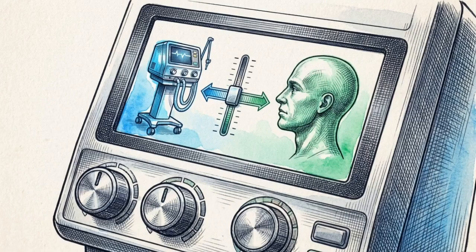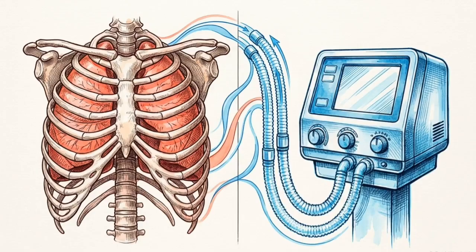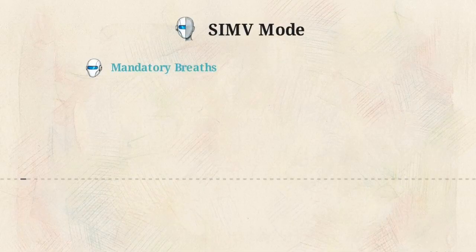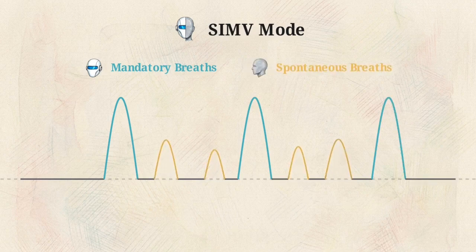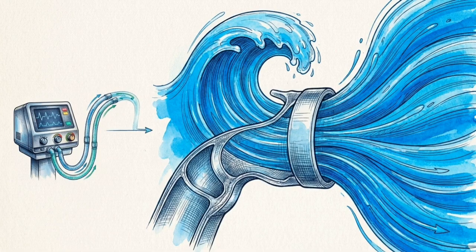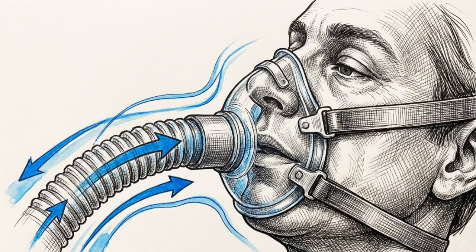Between the extremes of total machine control and total patient effort exist the hybrid modes, built for patients who can initiate some breaths but still require intervention. In synchronized intermittent mandatory ventilation, or SIMV, the device initiates evenly spaced mandatory breaths, but the patient can take their own spontaneous, unassisted breaths in the gaps between them. Assist control, or AC, operates under a vastly different rule. In AC, every single breath gets full machine help, regardless of who starts it.